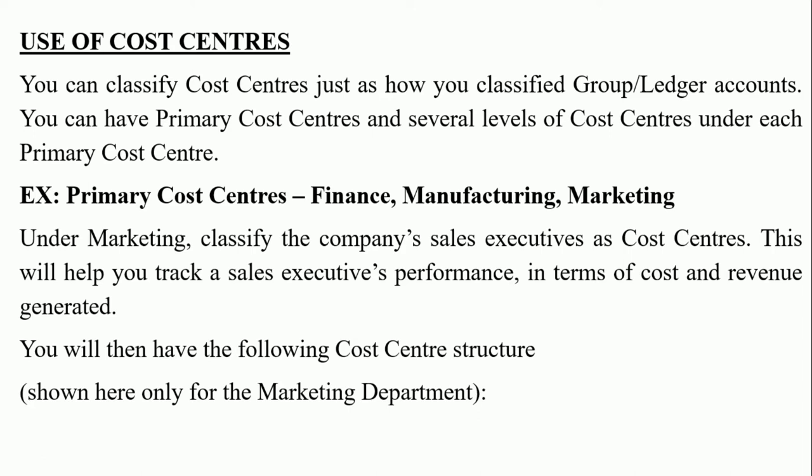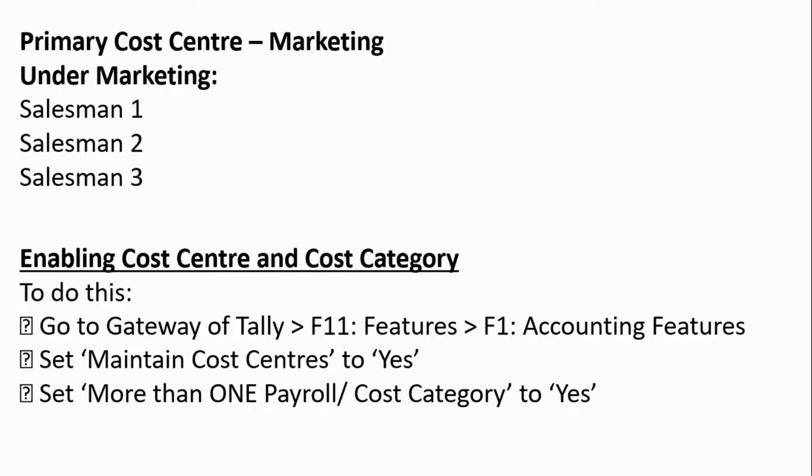So I have taken an example for the marketing department, and the primary cost center is marketing. Under marketing, we are taking salesman 1, salesman 2, and salesman 3. Okay, and on this basis we will see the next concepts. Primary cost center is marketing, and salesman 1, salesman 2, salesman 3 are the sub cost centers.